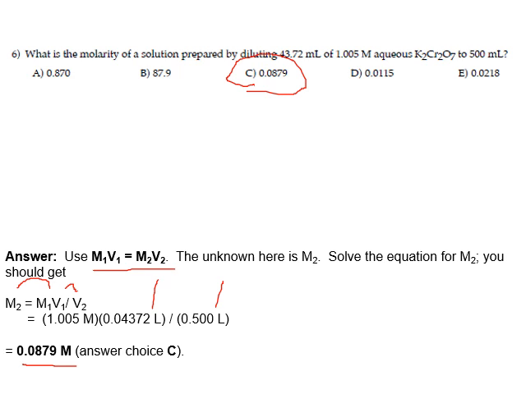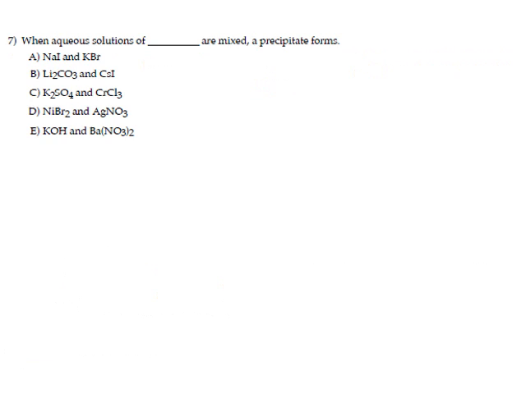Next slide. When aqueous solutions of blank are mixed, a precipitate is formed, and we have 5 choices. It looks like only one of these can be correct, and I can just look at it and see the answer. But let's go through all of them. I'm almost at my limit of time to spend on this, but let's quickly go through all of these.